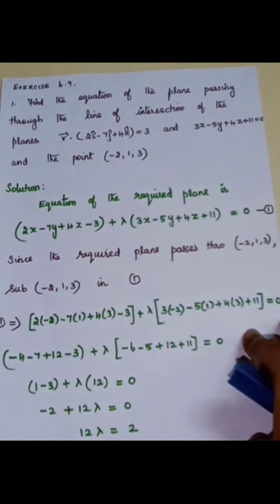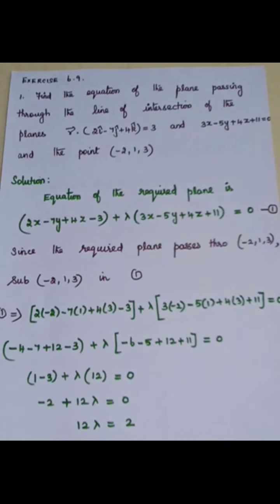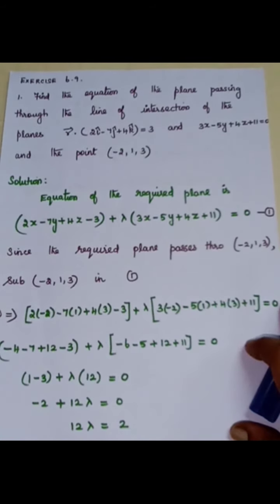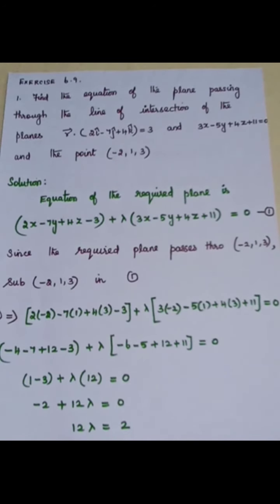6.9, the first problem: find the equation of the plane passing through the line of intersection of the planes r vector dot 2i cap minus 7j cap plus 4k cap is equal to 3, and 3x minus 5y plus 4z plus 11 is equal to 0, and the point minus 2, 1, 3.